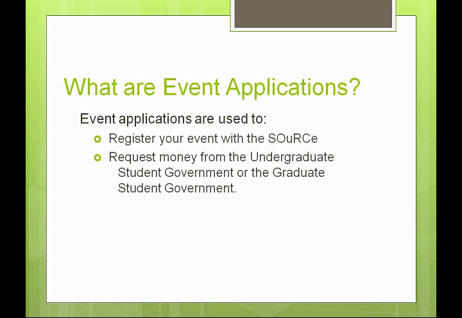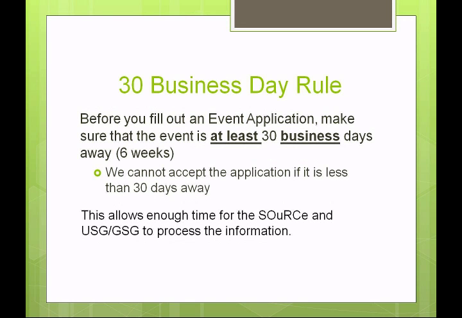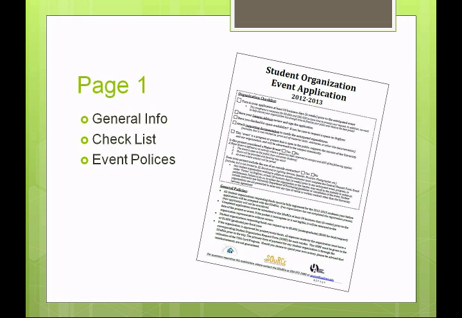Event applications are used for registering an event with the source. They can also be used to request money from USG or GSG. The most important thing to consider before filling out an event application is making sure the event is at least 30 business days in the future. We cannot accept it if it is less than 30 days. This allows enough time for the source and USG or GSG to process the information.